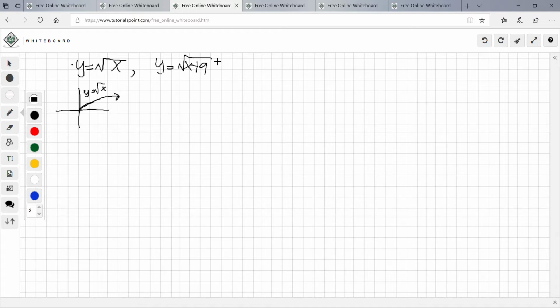Okay, now let's look at the other graph. What can you tell me? Is there a reflection, translation? There's definitely translation. But how many units? It's going to be a translation of 9 units to the left, not right. So you're going negative 9 units, right?